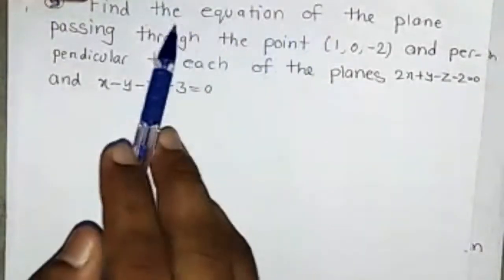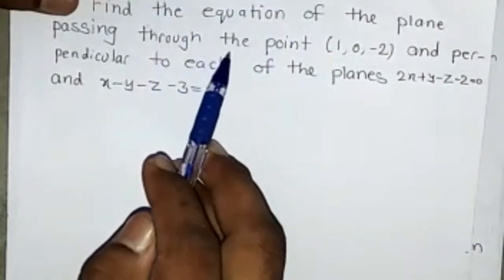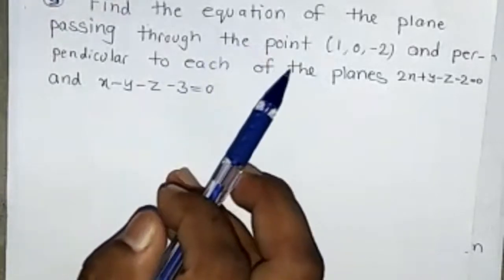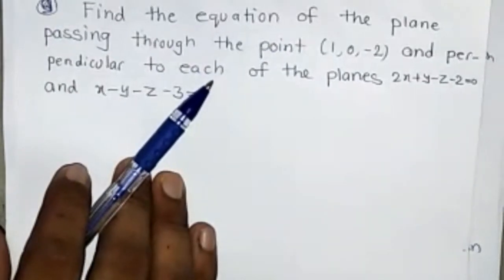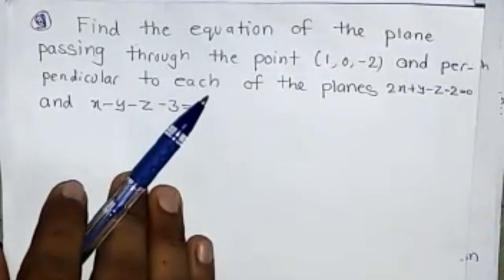Find the equation of the plane passing through the point (1, 0, -2) and perpendicular to each of the planes.